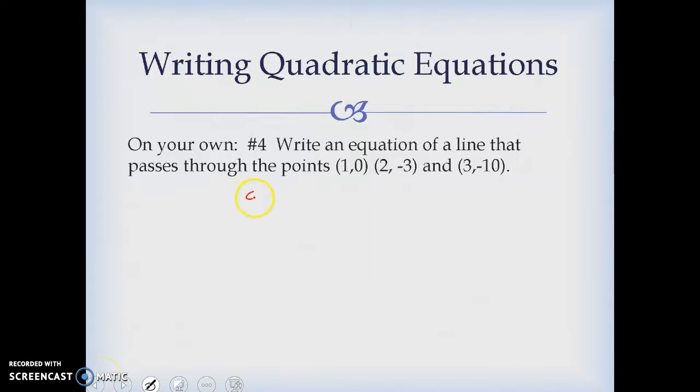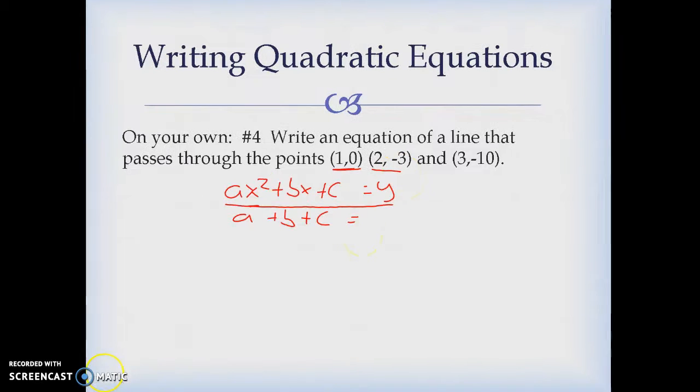Again, you would start with this equation, ax squared plus bx plus c equals y. If you plug in all 3 points, if we plug in the first point, the x is 1, so it's going to be a times 1 squared, which is just a, plus b times 1, which is just b, plus c equals y. So it's a plus b plus c equals y, but y is 0.